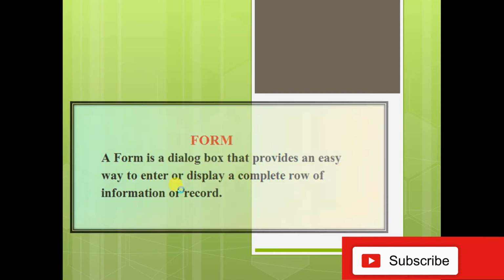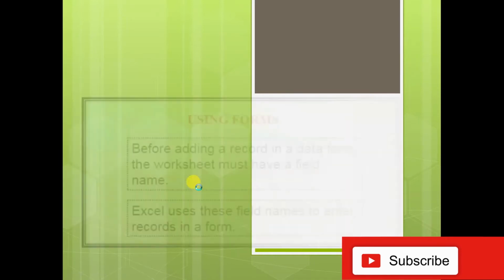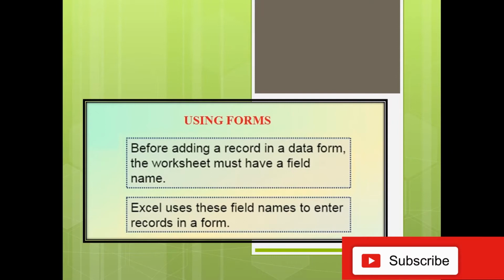Further, what is it? Form displays only one record at a time, right? It contains unlimited records, but at a time only one is displayed. It can be used to add new records. We can change or delete the existing records as well. But before using a form, what we need to do? Before using a form, we need to do certain settings.